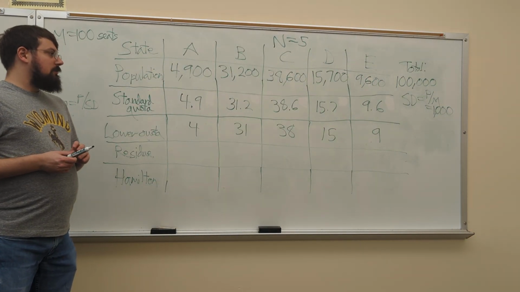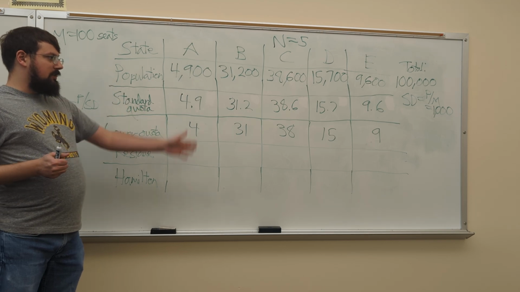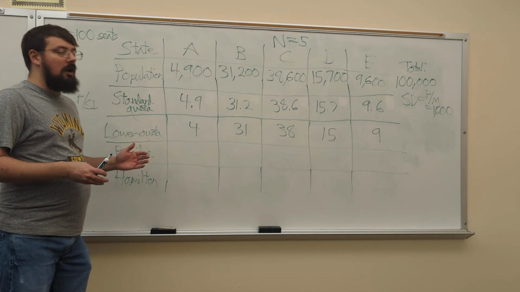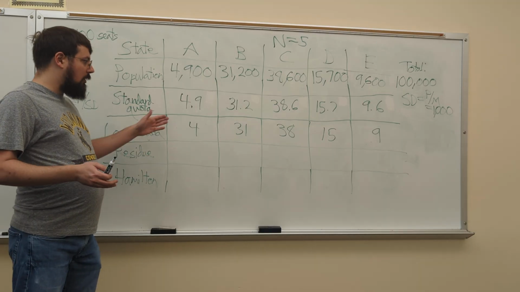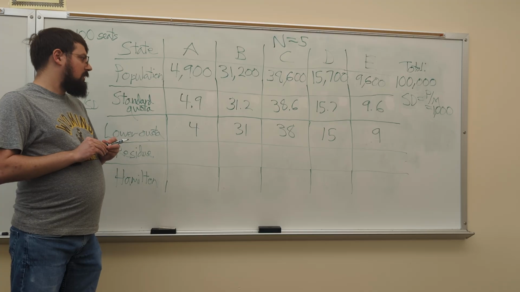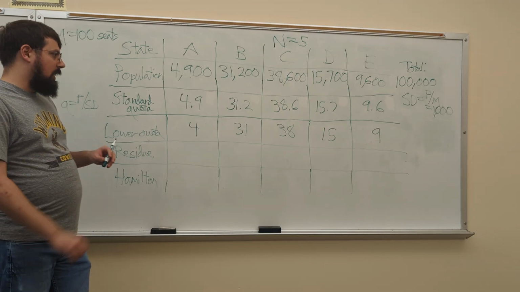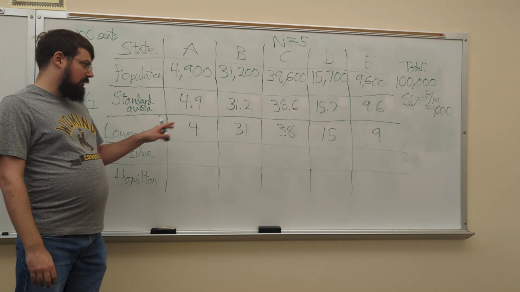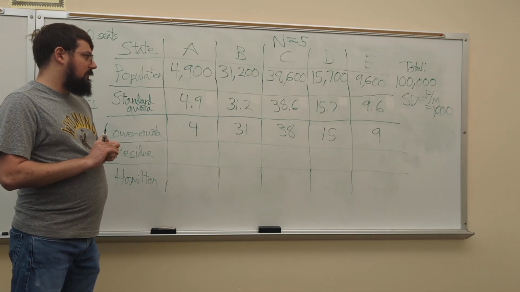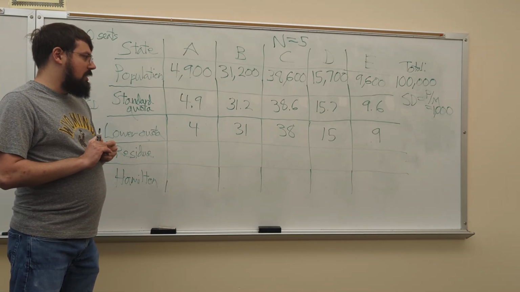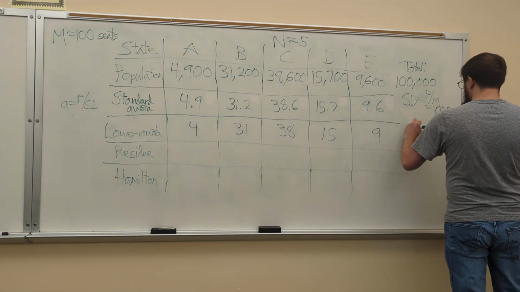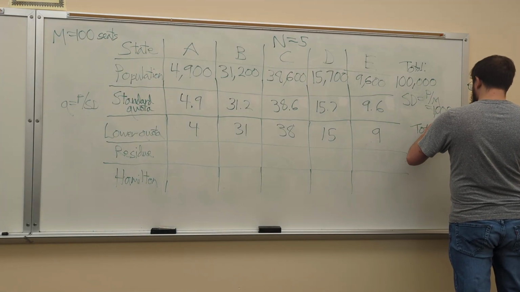So at this point, we have figured out all of the different states' lower quotas. Now what we need to figure out is, if we give all of the states their lower quota, how many seats do we still have left? So what we're going to do is add all of these up. 4 plus 31 plus 38 plus 15 plus 9. That is going to give us 97 total seats.